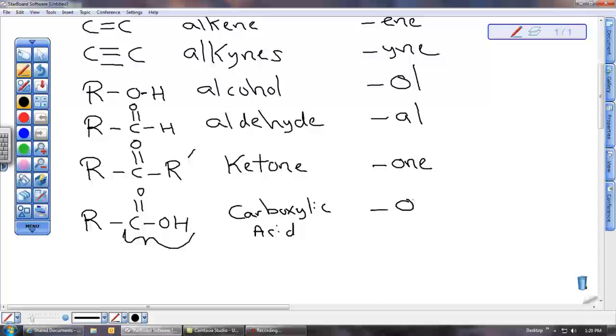The suffix on these is -oic acid: methanoic, ethanoic, propanoic, butanoic acids.